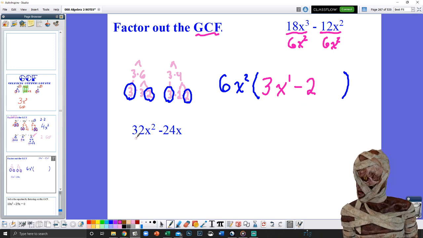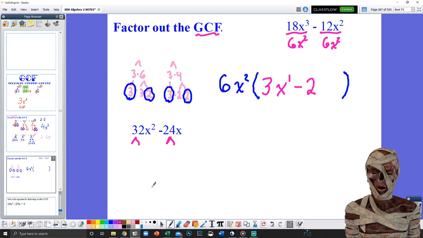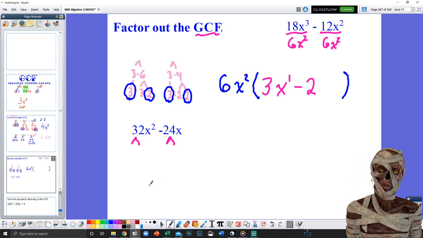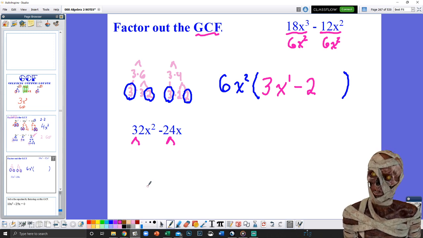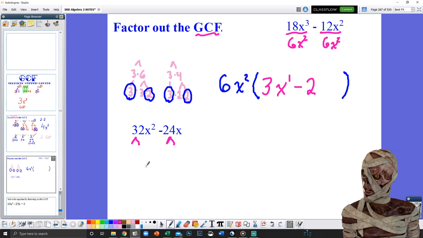All right, I'm going to give you a shot to go ahead and try this one. Go ahead, find the GCF, and then come back before you factor it out. All right, looks like you got this.